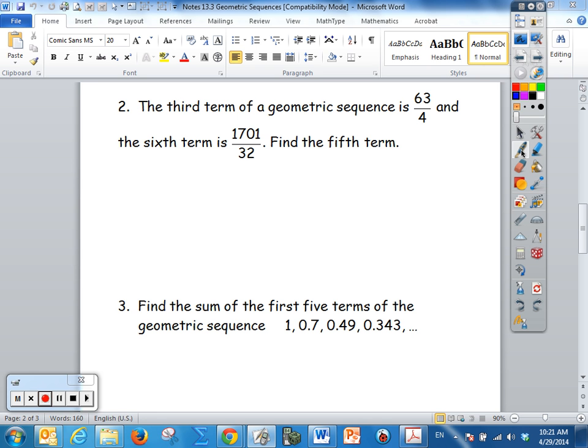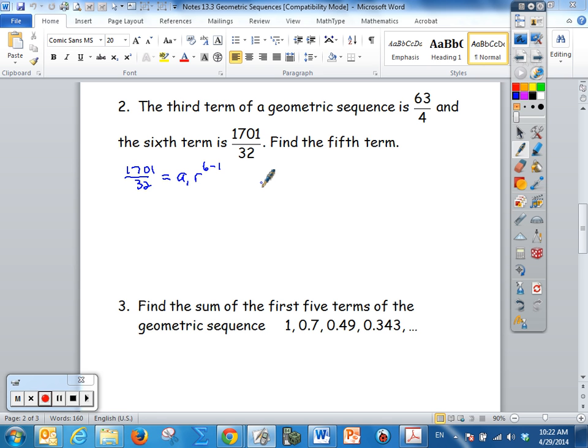We have to do it more like solving a system, the second way that I showed you yesterday. What I want to always do is work with the larger term first. So I'm going to set up the standard equation. I'm going to make 1701 over 32 my answer to the standard equation. I don't know my first term. I don't know my r, but I do know that it would be to the 6 minus 1. And you could go ahead and write 5 there. I just wanted you to see how I got that.